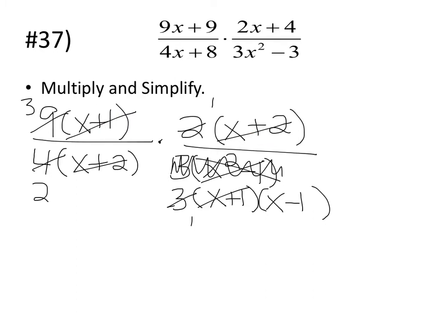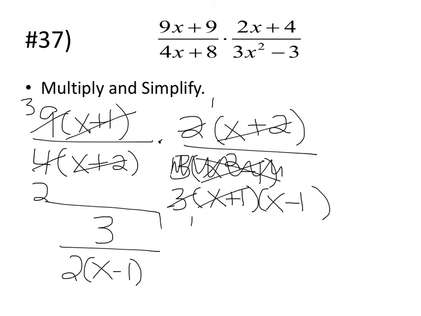So let's see what's left. I've got 3 times 1 in the numerator. That's it. So my numerator's 3. And in my denominator, I've got 2 times 1 times x minus 1. So that's just going to be 2 times x minus 1. Make sure nothing else can cancel. Nothing else can, so you are done, and that's your final answer.